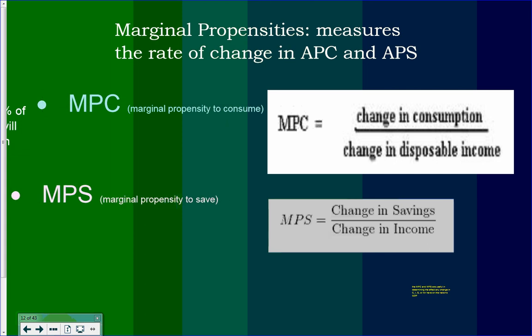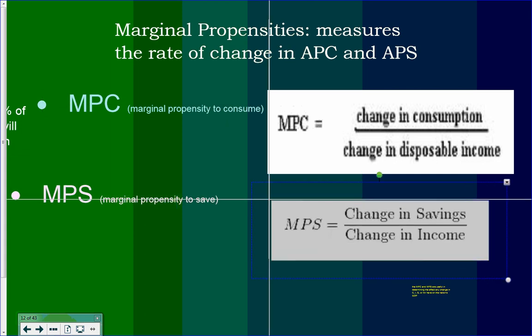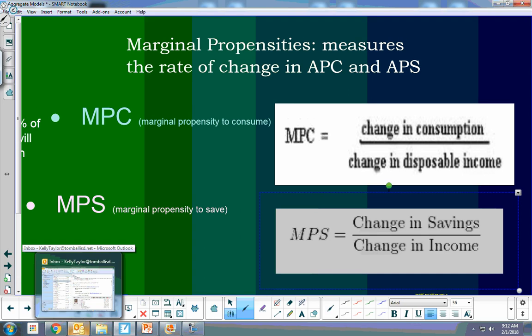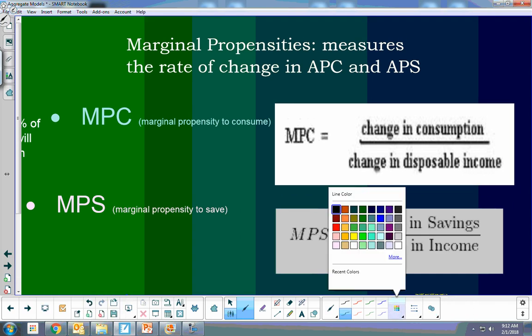So marginal propensity to save is going to be the same idea. It's going to be change in savings over change in income. So it's not percent change, it's just dollar amount change. So I'm going to get a marker that you can see. White.